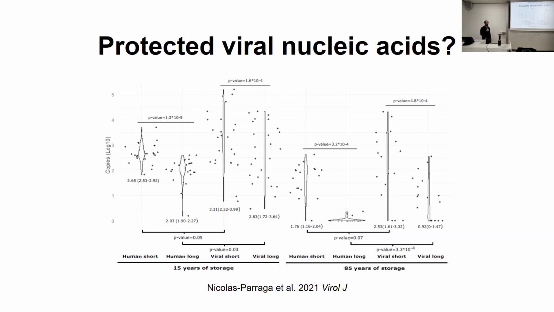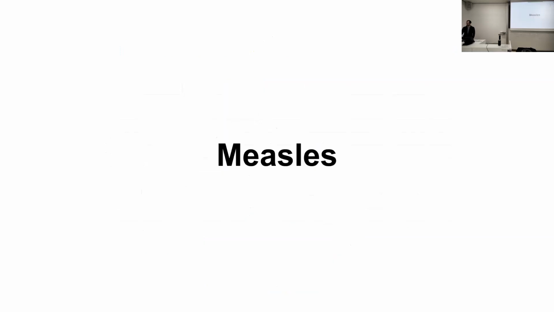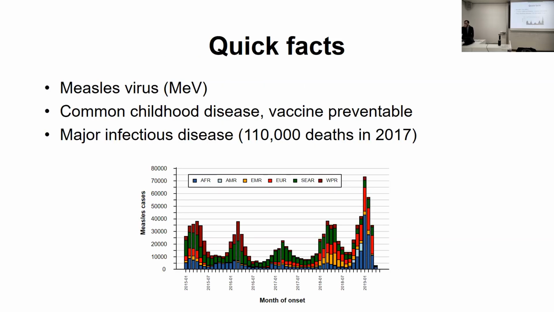And with Verena, who was also part of the 1918 flu study that I will present a bit later, we could also show that we found things that are consistent with that when we look at 1918 flu specimens. So we generally have larger fragments for the virus than for the host. Okay, so what did we do with that?